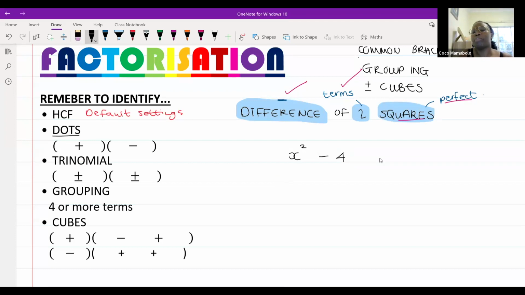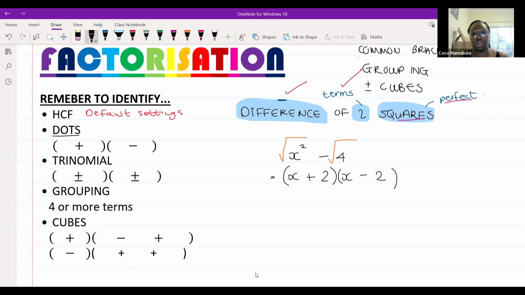I can factorize this. Now, I just have to remember that when I'm factorizing the dots, I just have to open two brackets, put a plus and a minus in one. And then all I'm going to do is I'm going to square root. I'm just going to take the square root of this side and the square root of that side. And each of those answers will go on either side of my bracket. So this will become x, x, and then the square root of 4 will give me 2 and 2. That's all. All right, give me a thumbs up. Are we okay with how to do the difference of two squares? Thumbs up in the chat, peeps. You can also raise it. Thank you, Tseho. I see you. Are we all good with this, guys?